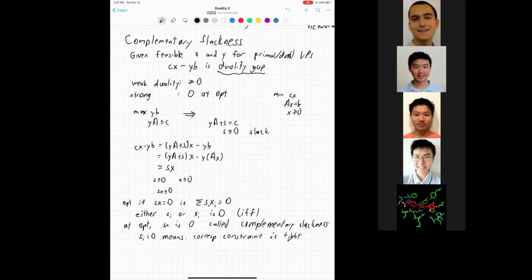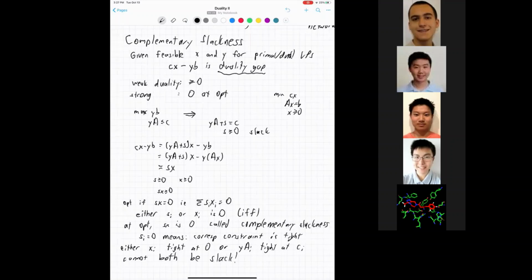In other words, either Xi is tight at zero, or YAi is tight at Ci. They cannot both be slack. And that's the complementary slackness condition. Okay? So let's think about what that means for our max flow problem.